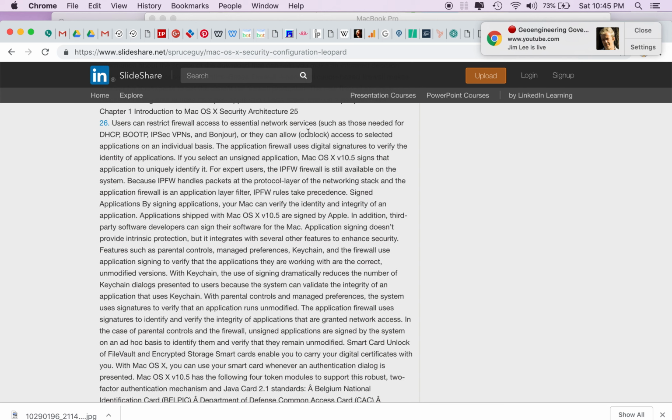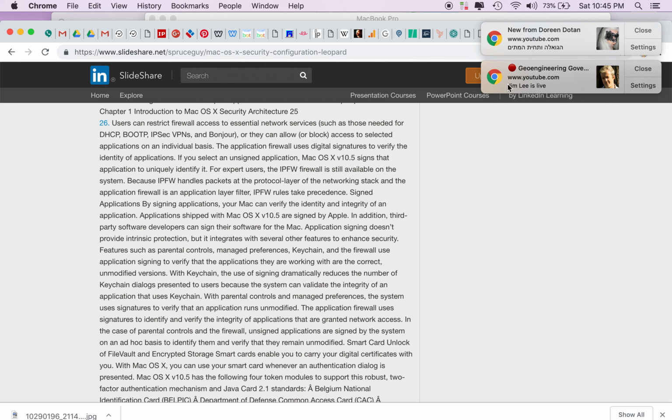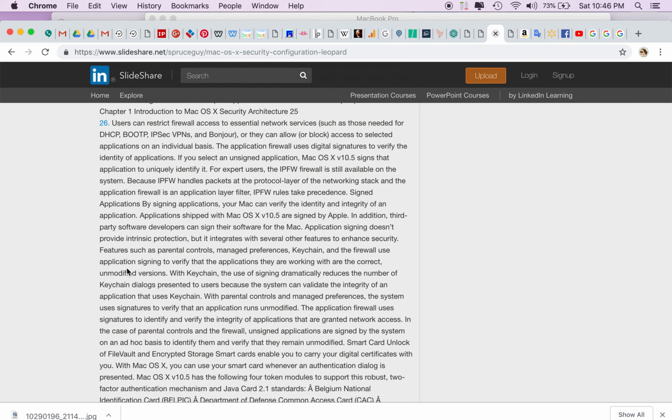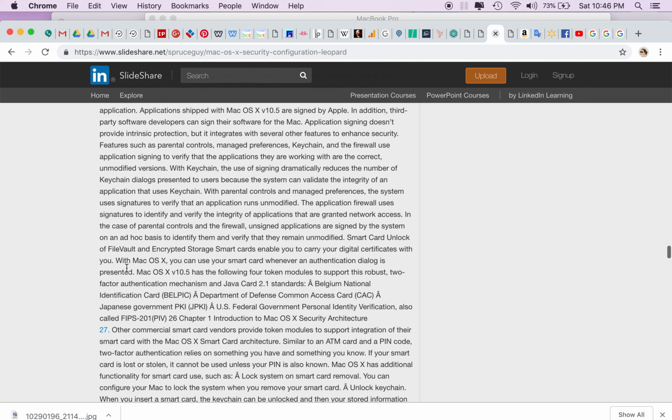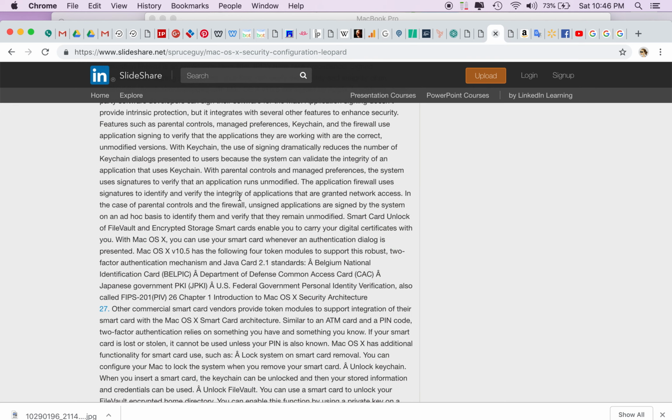The application firewall uses digital signatures to verify the identity of applications. And I guess it says here that they can allow or block access to selected applications on an individual basis. So somebody was actually going into my computer and blocking me from using FaceTime, blocking me from using messaging, blocking all of my communications using this method, I'm now finding out. And also installing a bunch of security certificates on my computer. So last night, everything pretty much went down with my computer.